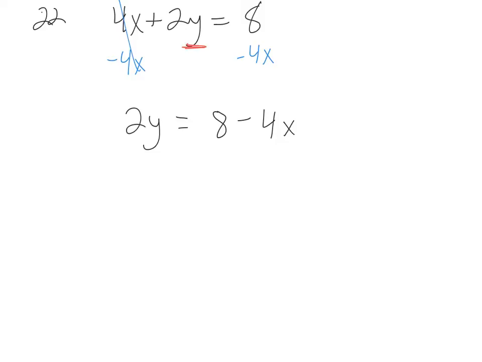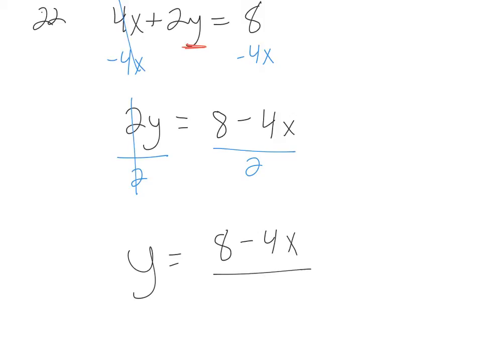Now you're looking to get rid of the 2. 2 is being multiplied with y. So how do you undo multiplication? You divide. So you're going to divide both sides by 2. There are a few different ways to write this out. And next year when you take Algebra 1, you'll see this probably preferred way. However, for right now, we can leave this as 8 minus 4x over 2.